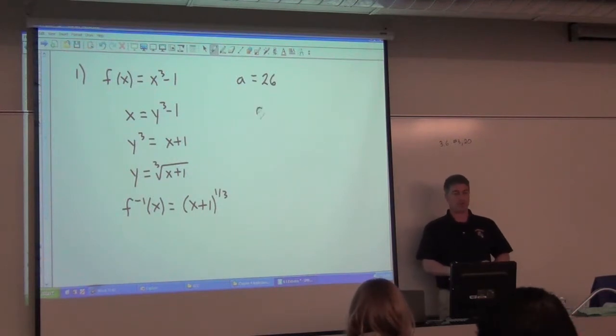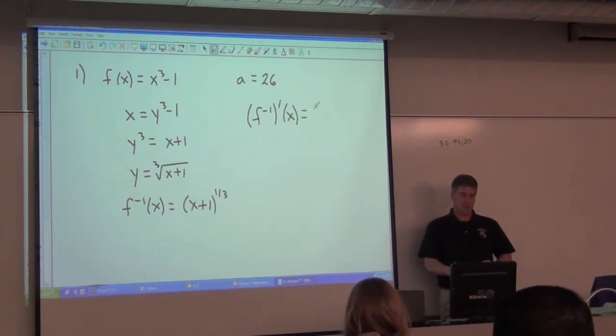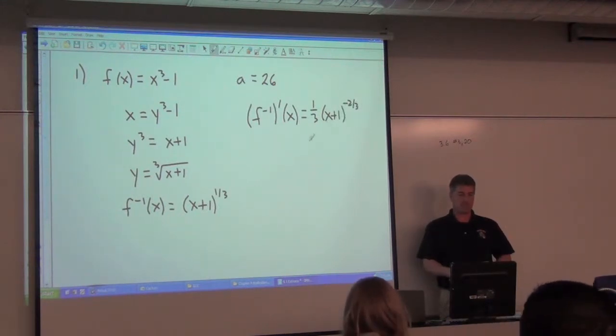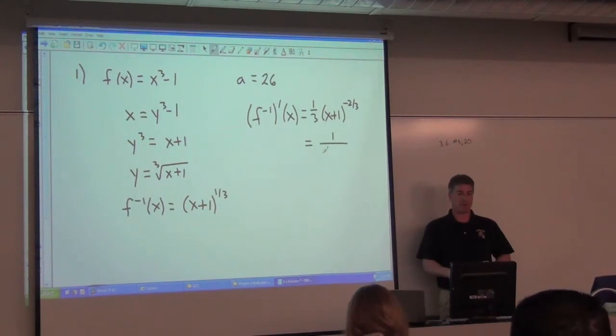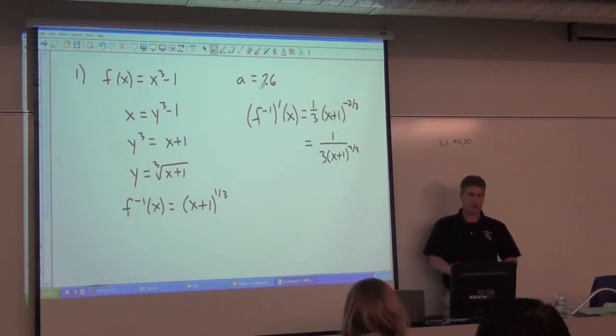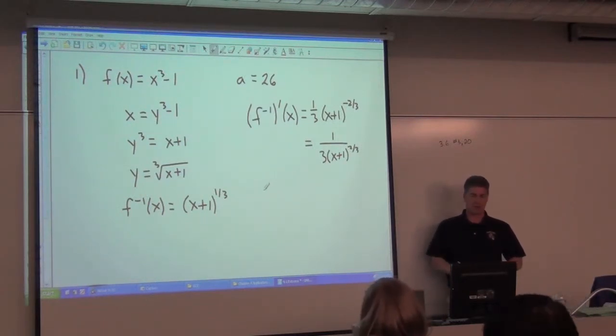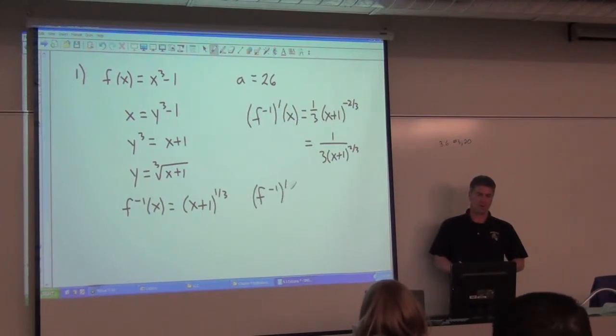Because then we want to take the derivative of the inverse. Right, we're going to take the derivative of the inverse with respect to x. So it would be 1/3 times x plus 1 to the negative 2/3. Or it's 1 over 3 times x plus 1 to the 2/3. So then we want to figure it out at 26. So we take the derivative of the inverse at 26.